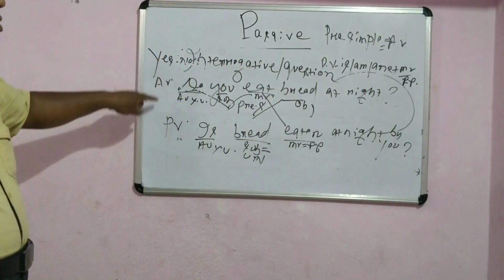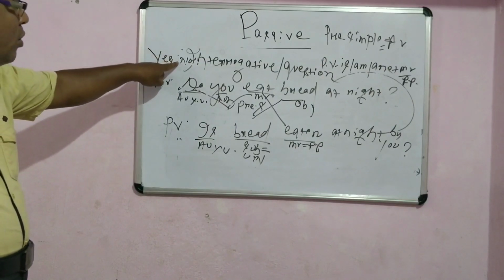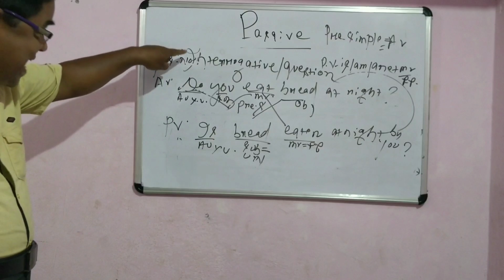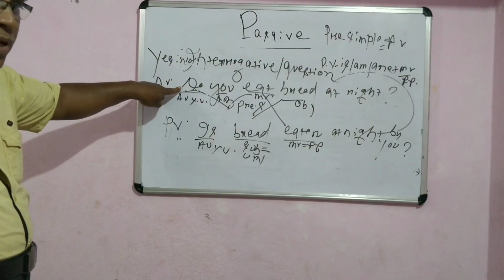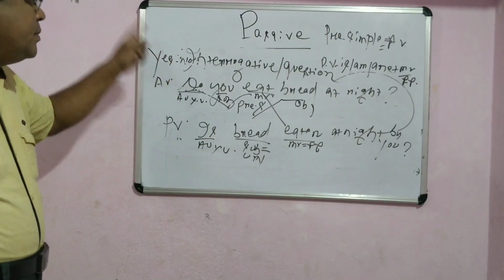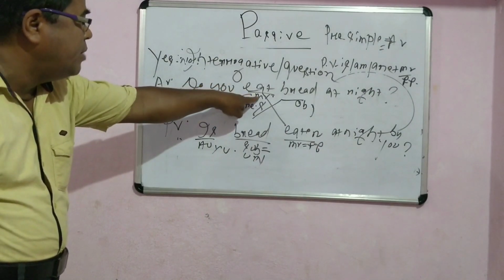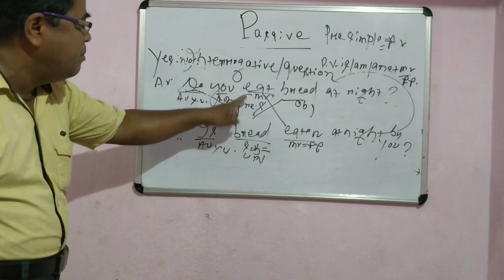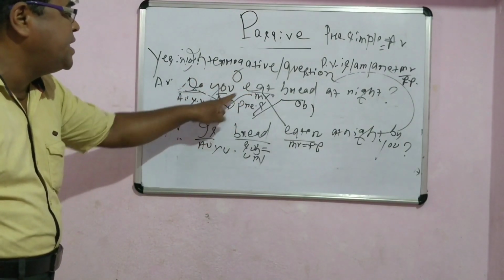Now our yes no interrogative is over. Yes no interrogative means its answer comes in yes or no. Your yes no interrogative begins with the verb. It can be the auxiliary verb, and this is the auxiliary verb and this is the main verb. So this auxiliary verb and this main verb combined together make the present simple. Do eat is the present simple.